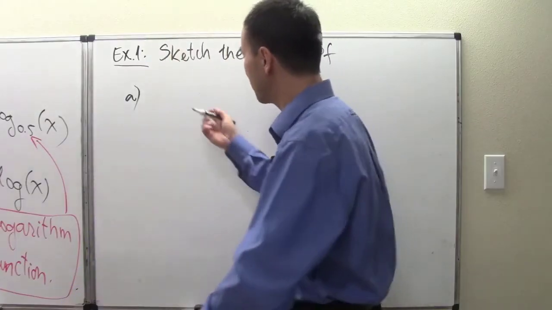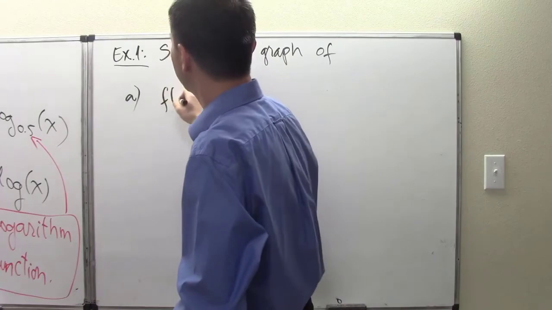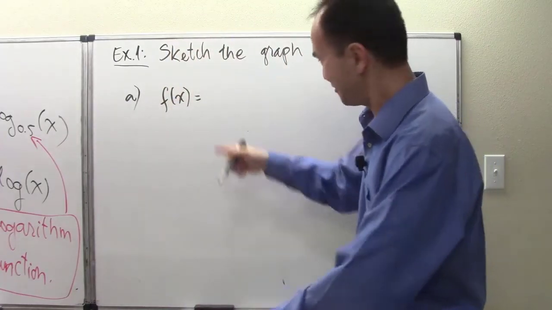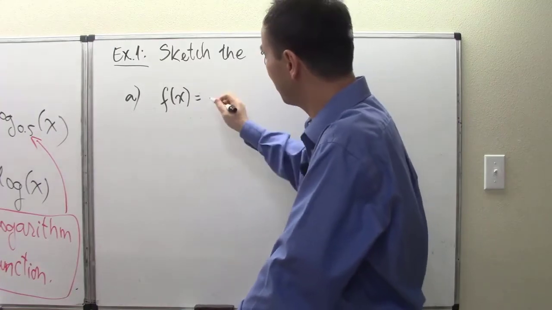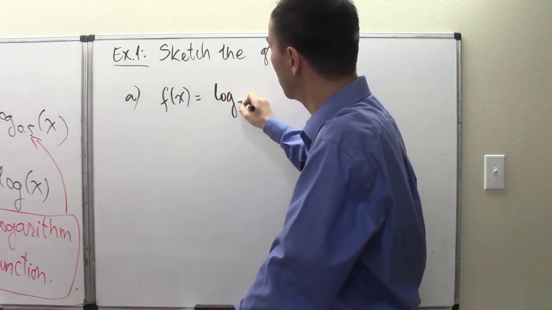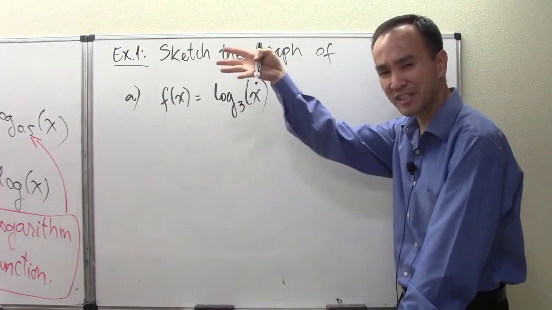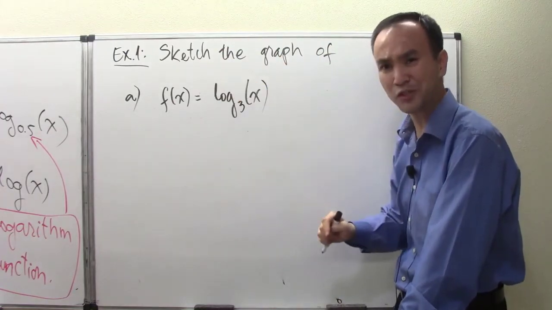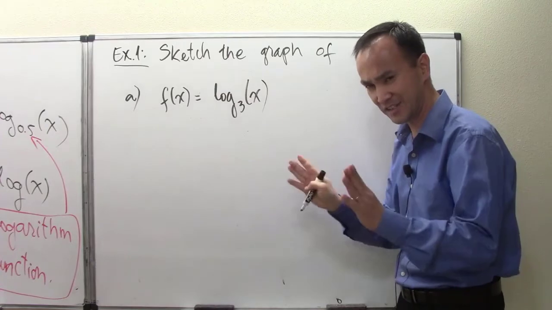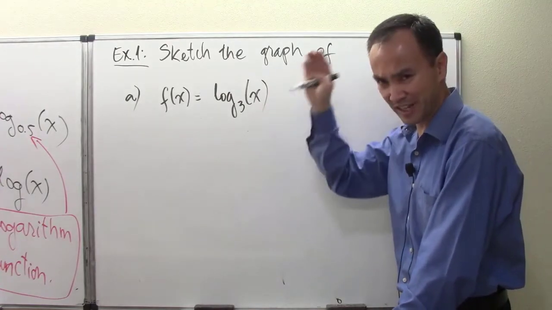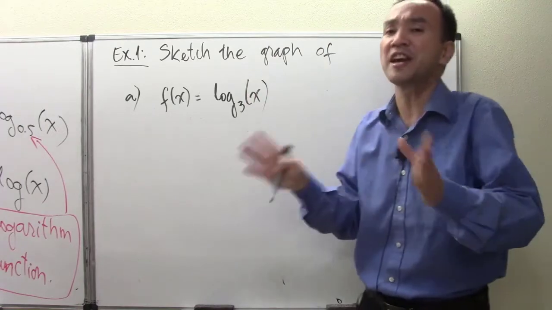All right, so yes, the example, the worded instruction of the example. We're going to sketch the graph of f of x equals log base 3 of x. So now we're going to recall the steps from when I introduced log base 2 of x. We're going to follow the exact same steps.